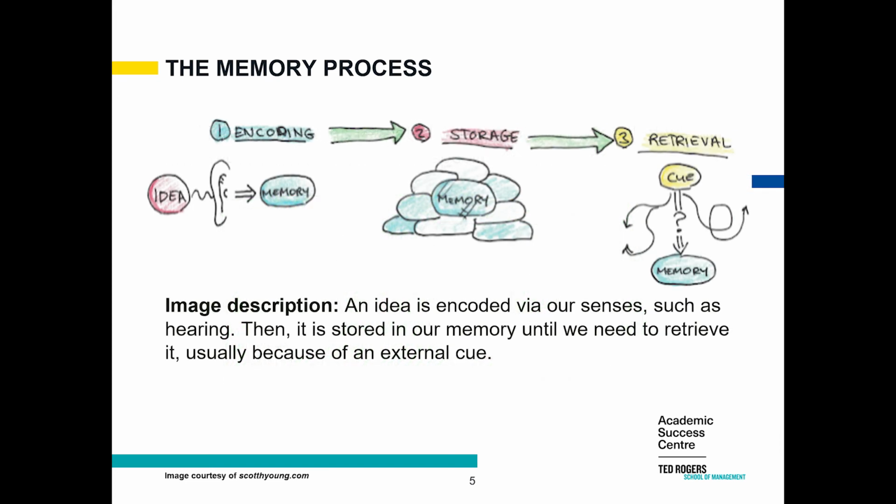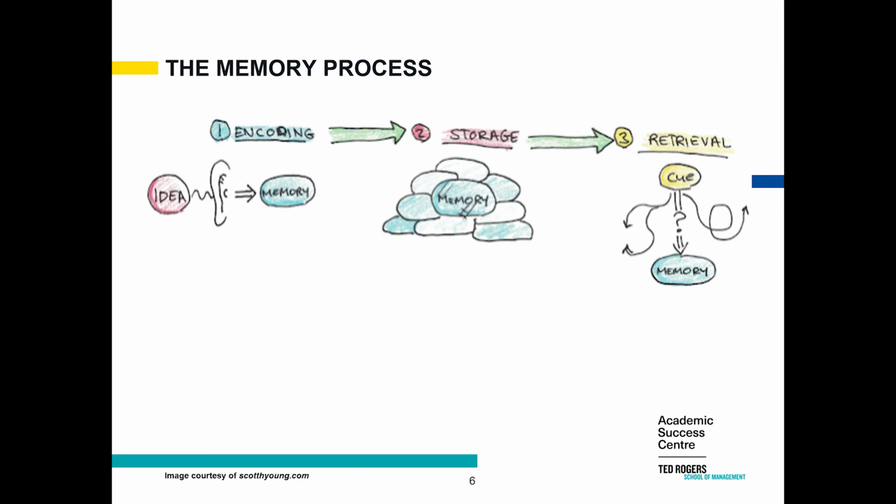To solve this mystery, we need to look at memory as a 3-part process. First, encoding. Encoding is the process of putting the information into our brain using our senses, such as hearing. Then, we store the information in our memory. Finally, we retrieve the information when it's needed. Understanding these 3 steps and how to use them is essential if you want to improve your memory. So, how can we do this? Let's first unpack each of these processes.